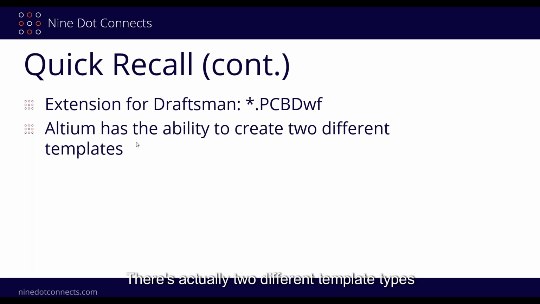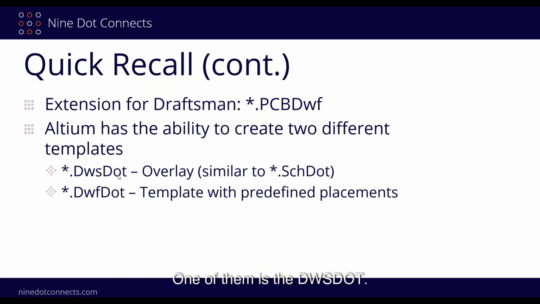There's actually two different template types in Altium, and you'll see why they did this in a little bit. One of them is the DwsDot. This is an overlay that is very, very similar to the SchDot file. So if you are working in a schematic and you say, I want to add an overlay on that, then you put that overlay on top of that. It's read only. You can have parameters that you can change, but you don't change them directly on the schematic sheet. If you need to make any change to it, you have to actually open up the SchDot file, make the changes to it, and then push that back into your regular schematic or schematics. Okay, so the DWS works the exact same way. It's for each sheet that you have in the Draftsman file.